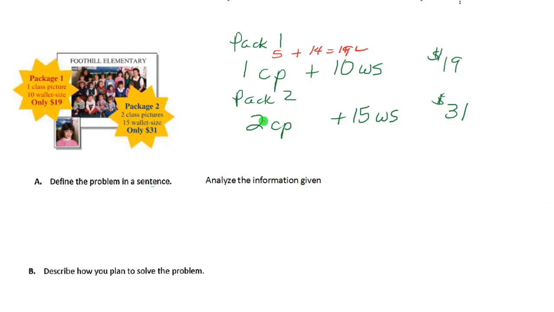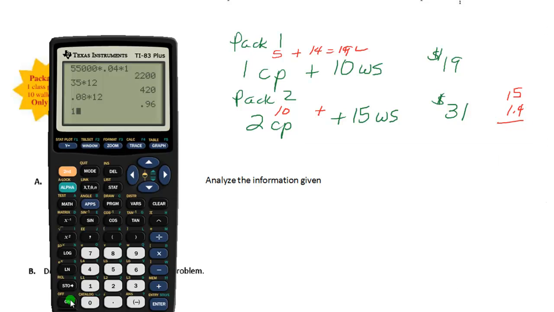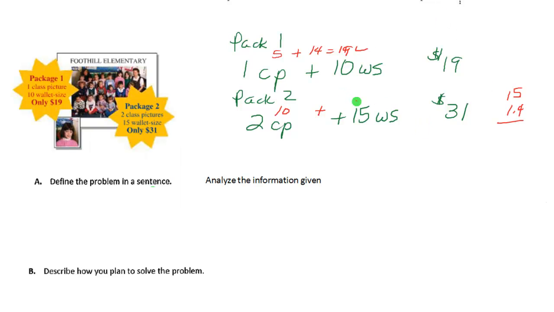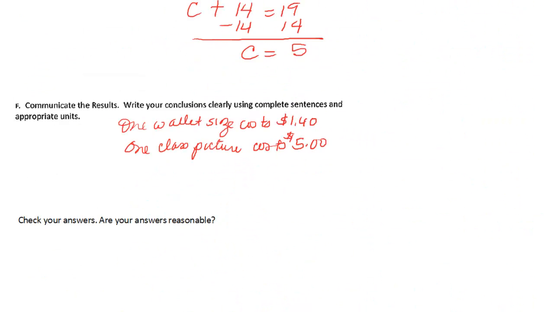Two class pictures, 2 times 5 is $10, plus 15 times $1.40. Let's see what that is. Where's my calculator? 15 times $1.40, $21. So good. 10 plus 21 equals 31. So that checks as well. Excellent. Okay, now go to part 2 for the next video.